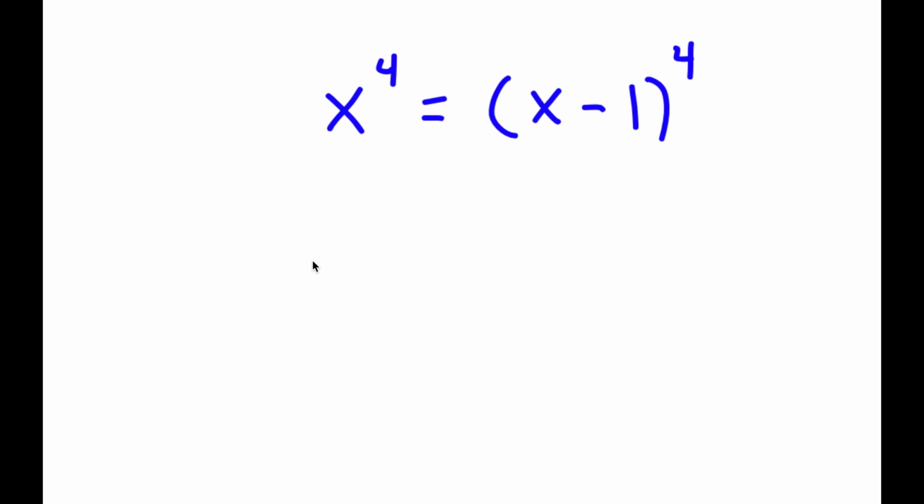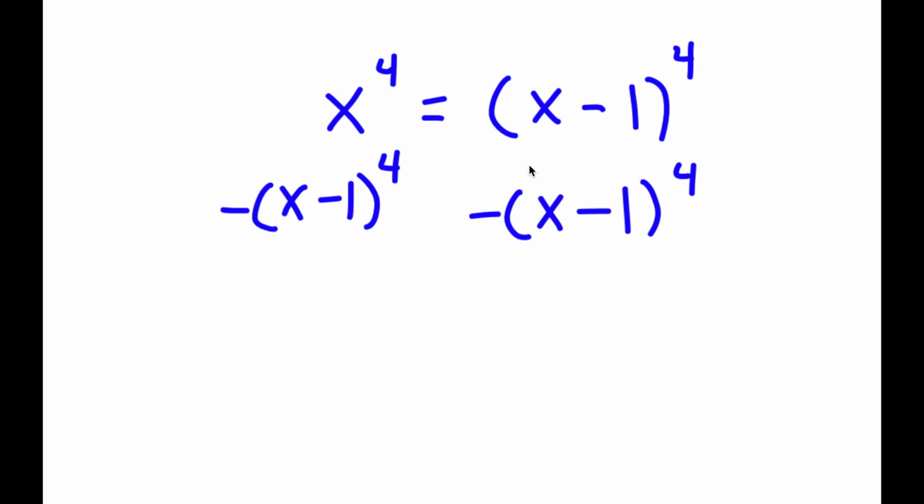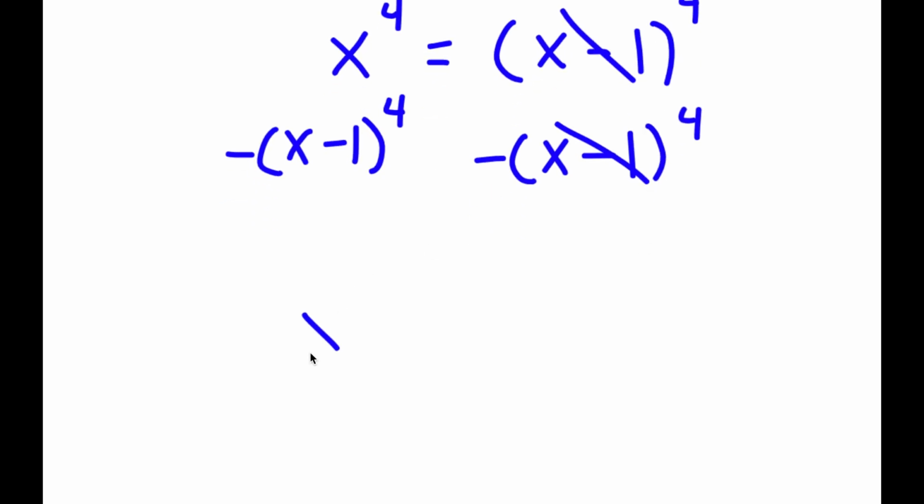Alright, so in this problem, I have x to the power of 4 is equal to x minus 1 to the power of 4. So to solve this, I'm going to first start by subtracting x minus 1 to the power of 4 on both sides. So then these two cancel out, and now I have x to the power of 4 minus x minus 1 to the power of 4 is equal to 0.